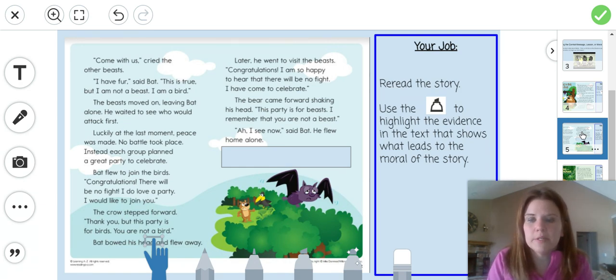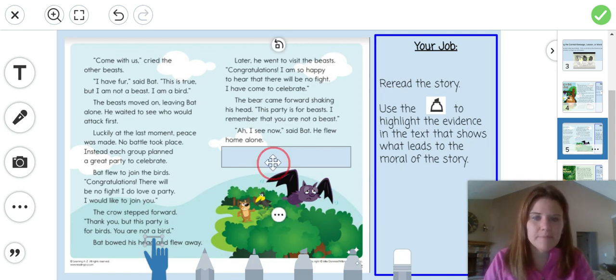Bat flew to join the birds. "Congratulations, there will be no fight. I do love a party. I would like to join you." The crow stepped forward. "Thank you, but this party is for birds. You are not a bird." Bat bowed his head and flew away. Later, he went to visit the beasts. "Congratulations! I am so happy to hear there will be no fight. I have come to celebrate." The bear came forward, shaking his head. "This party is for beasts. I remember that you are not a beast." "Ah, I see now," said Bat. He flew home alone.